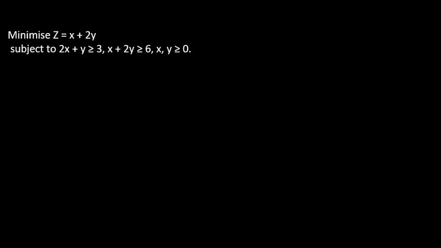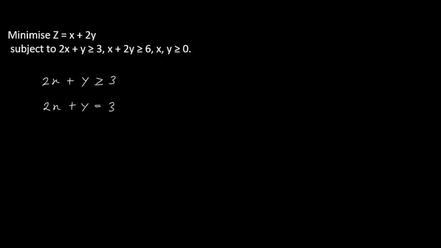Here we have to minimize z equals x plus 2y subject to the conditions 2x plus y greater than or equal to 3 and x plus 2y greater than or equal to 6. So we first plot these two inequations. One is 2x plus y greater than or equal to 3. Now to plot this, we first write the equation 2x plus y equals 3.